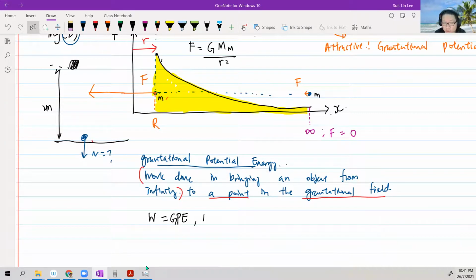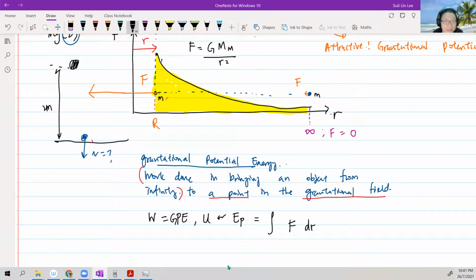The symbol that we use in your syllabus is U. Most of the time, U is used for GPE, or they can use EP. They're not very consistent, as long as you read the question and understand context, okay? This will be equal to the integration of F dx or F dr. I use dr, so that means this one is R.